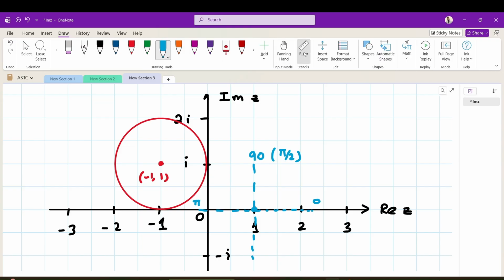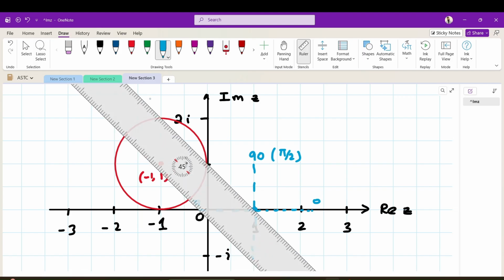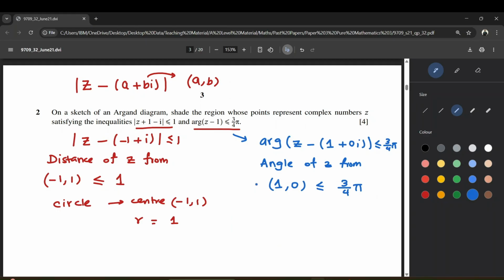All right, so let me draw this. It will be at about 45 degrees over here. Now this angle that you have here will be 3 over 4 pi, which is actually 135 degrees. So that will give you a better idea. It's an obtuse angle. Now you need to shade the region.